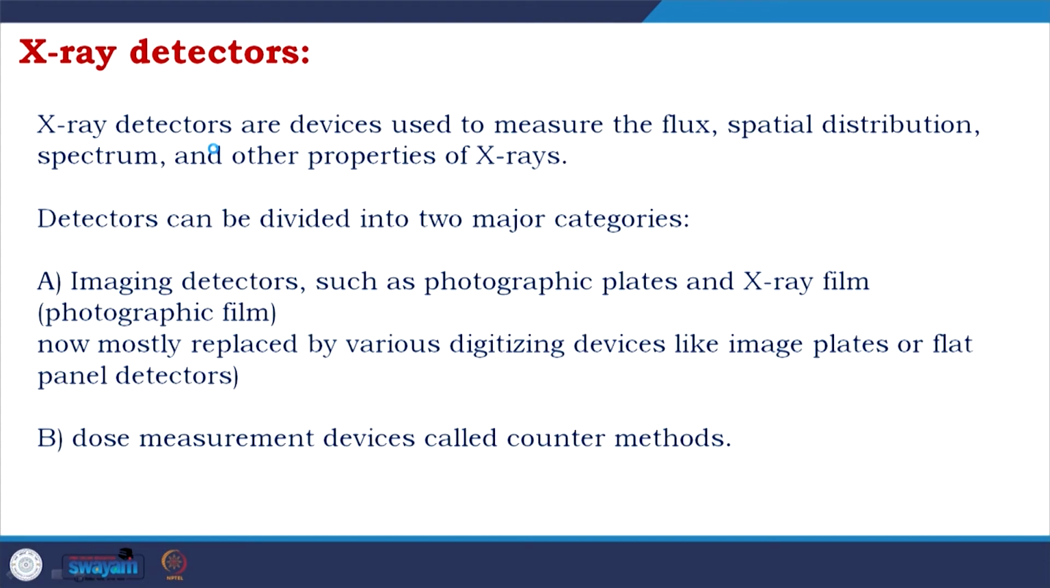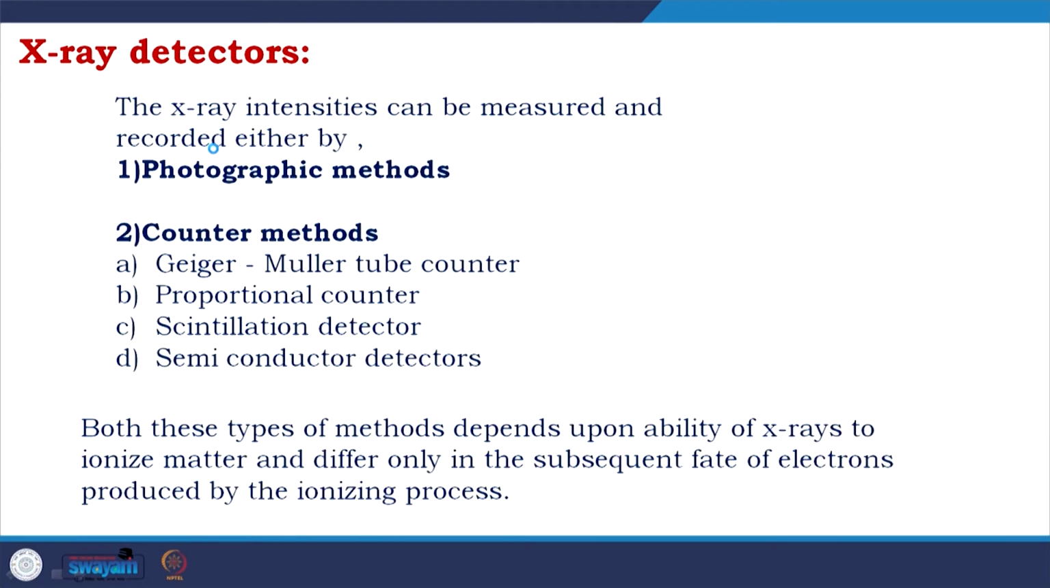called counter methods. The X-ray intensities can be measured and recorded either by, as I told, photographic method and counter methods. Under the counter methods, there are various devices: Geiger-Müller tube counter, proportional counter, scintillation detector and semiconductor detectors. Both these types of method depend upon the ability of the X-ray to ionize matter and differ only in the subsequent fate of the electron produced. So, how the electrons are ionized and what they are detecting, how sensitive, that is the main factor here.